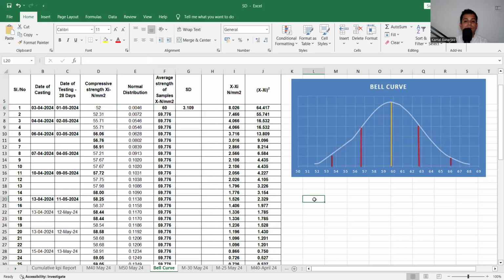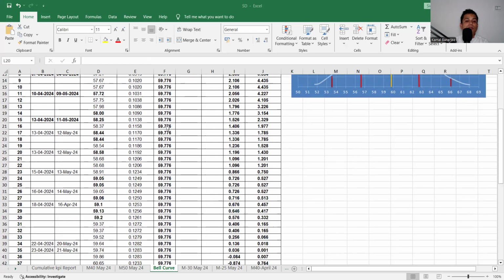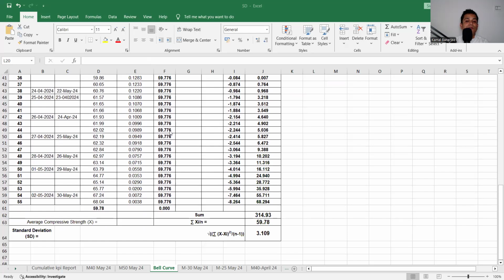Here is the Excel sheet. Now we will show you how to determine the standard deviation. Here is the compressive strength, the individual compression results for the M50 grade: 52, 53, and so on. Now here is the average strength. How can we find the average? This is the formula we can use here.